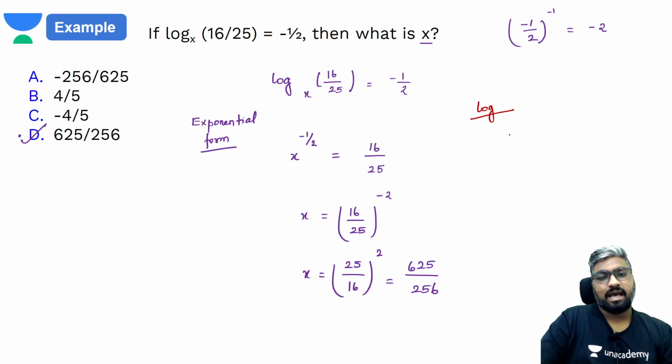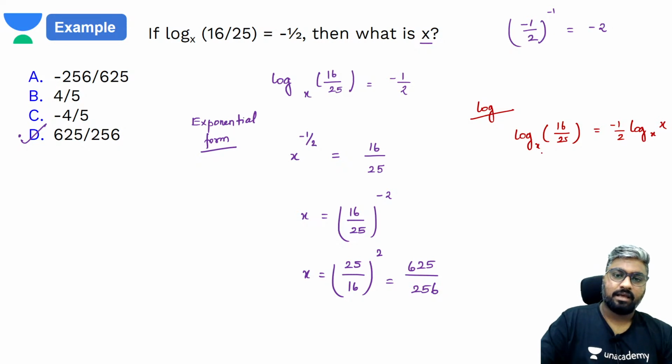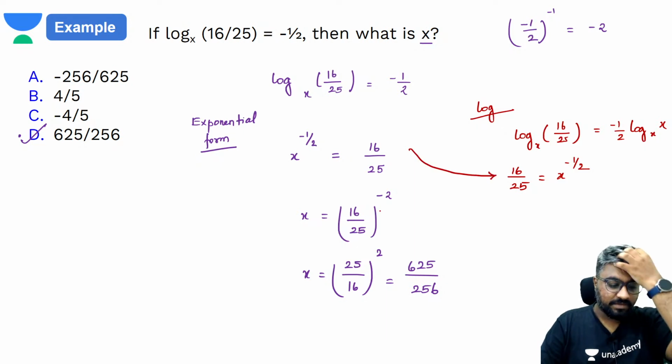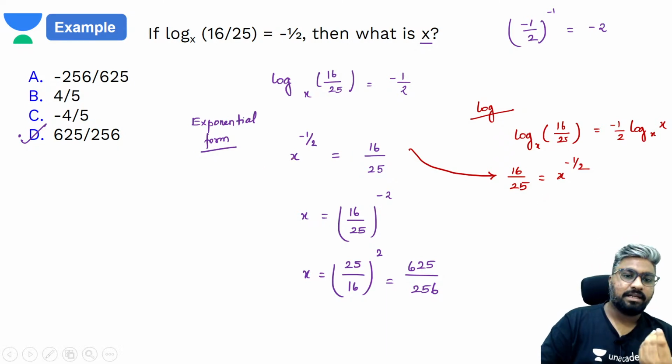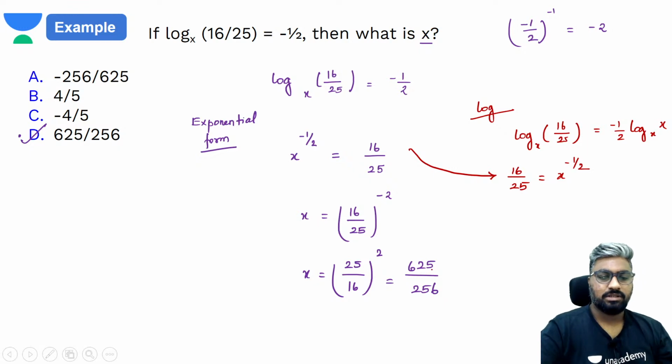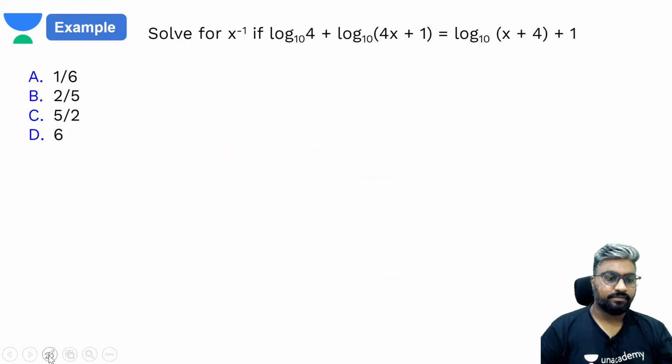Look at this. We will have log of 16/25 to the base x is equal to minus 1 by 2 times log x to the base x. Correct? Because it's 1. Ultimately, what will we get? We will get 16/25 is equal to x to the power minus 1 by 2. Same step we've reached. Yes, 16/25 is x to the power minus 1 by 2, and then the process will go on. Alright? Chalo, next question.